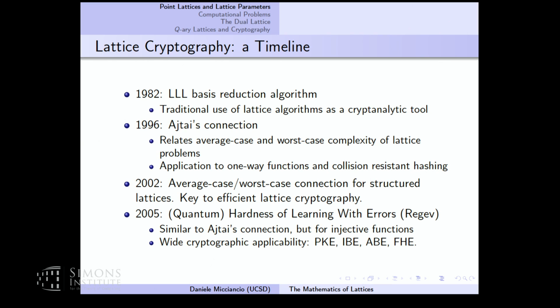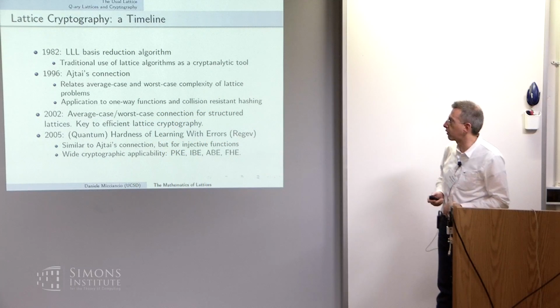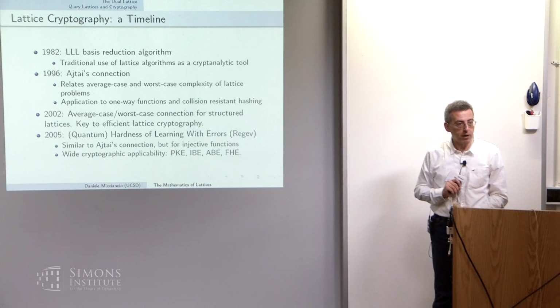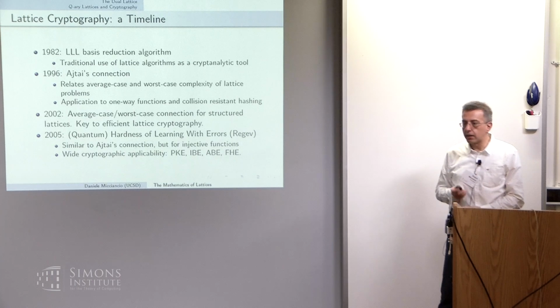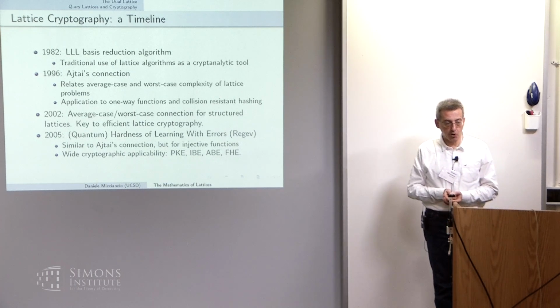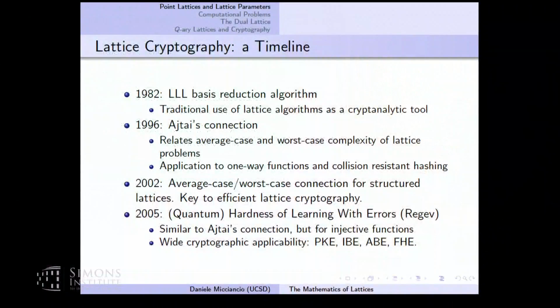So lattice cryptography, I will not talk about it, but just to illustrate a timeline. At first, with the development of the LLL algorithm, lattices were used mostly for cryptanalysis. It was in 1996 that Ajtai showed the connection between average case and worst case complexity of these problems, which opened up the door to applications in cryptography. But at first, the applications were very simple, just one-way functions, not really useful. It was more like complexity theory than useful cryptography.